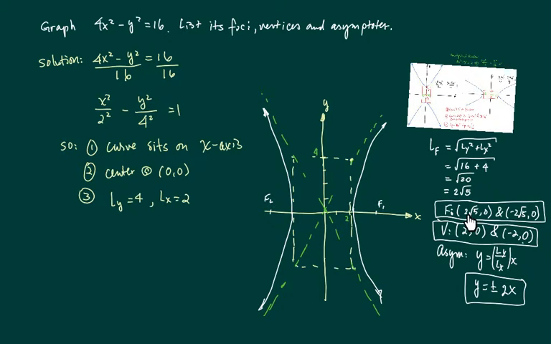Foci is at 2 square roots of 5 and minus 2 square roots of 5, and vertex is 2 and minus 2 over here. The asymptote is just the slope passing through 0, 0. Slope is rise over run, so we have 4 over 2, and then that's plus minus 2x. So there's 1 here and 1 here. All right, let's pull up a computer-generated graph and go from there.